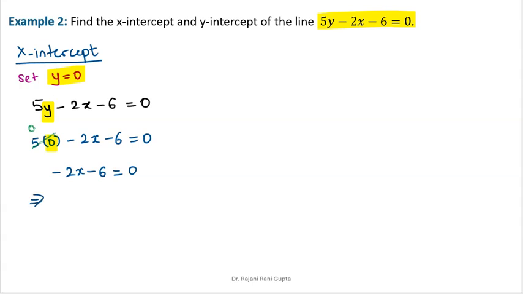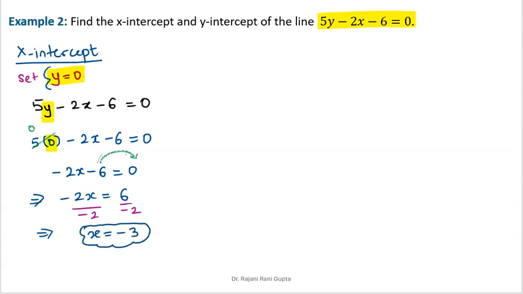So now you have to solve it for the value of x. So this gives you minus 2x equals 6, taking this minus 6 to the other side. Okay. And now dividing both sides by negative 2, this gives you x is equal to negative 3. Okay. So when y is 0, x is equal to minus 3. So this is your x-intercept. So the x-intercept is (minus 3, 0). Okay. Moving next.